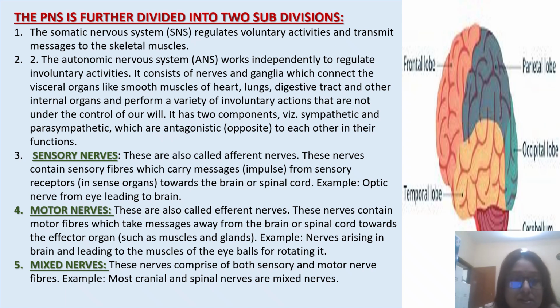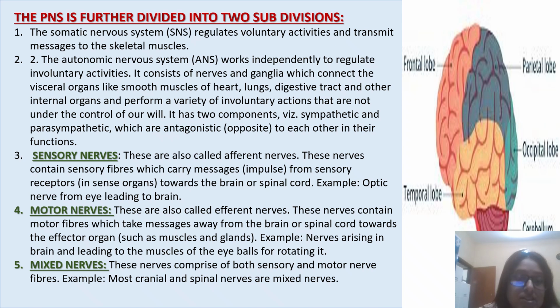Next, sensory nerves. These are also called afferent nerves. These nerves contain sensory fibers which carry messages from sensory receptors toward the brain or spinal cord. Example, optic nerve from eye leading to brain.